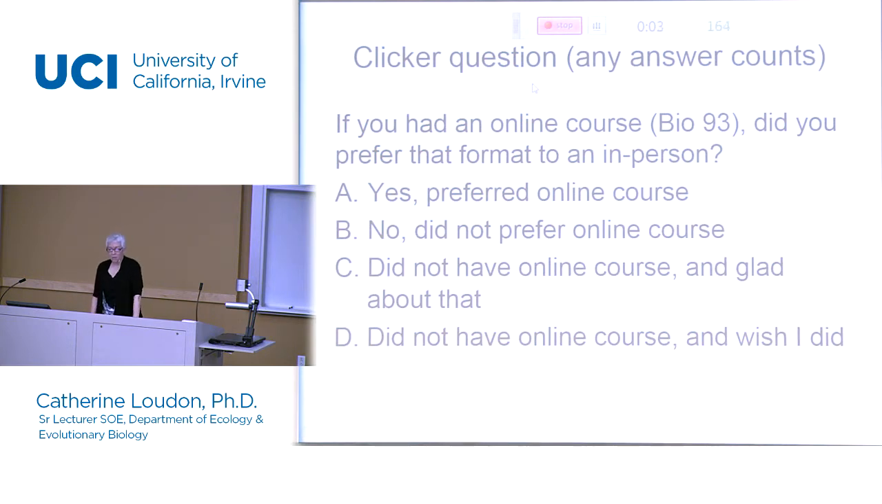And I want to know, if you did have an online course, did you prefer that format to an in-person version? So you would pick either A or B. Yes, you preferred the online, or no, you did not prefer the online. So presumably, if you pick B, then that was just the primary choice you had. C or D would be if you did not have the online course.